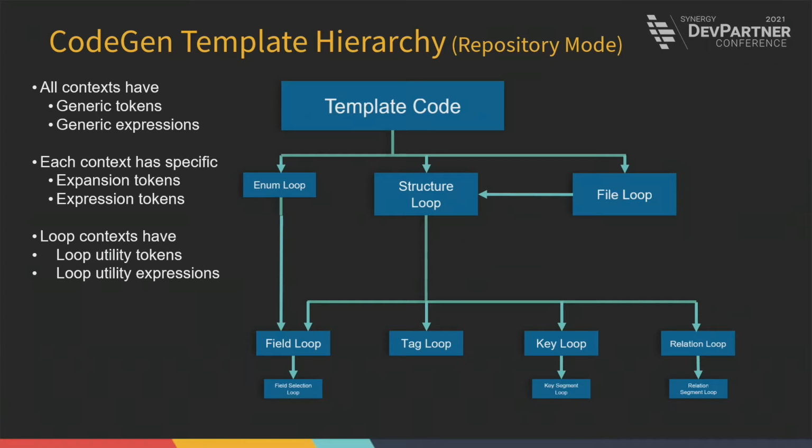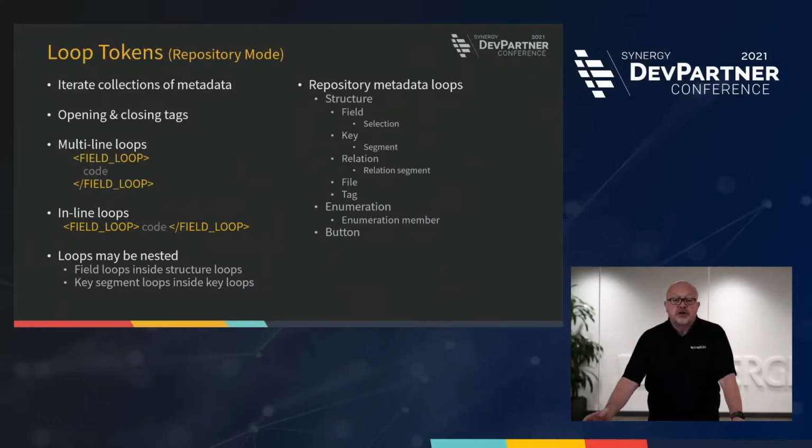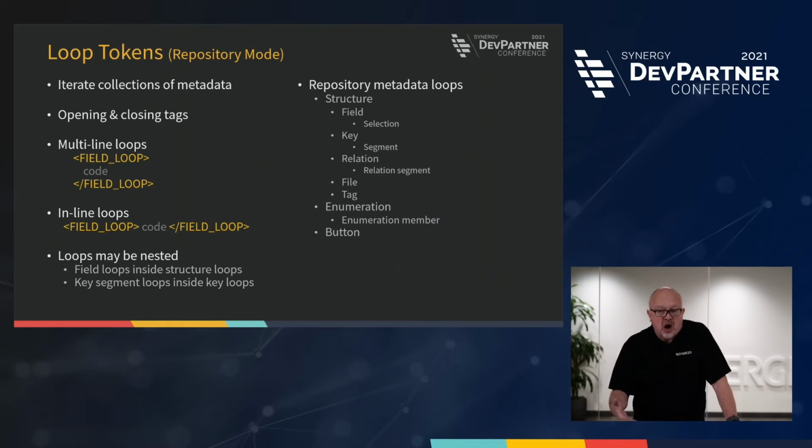And the documentation is also set up the same way. So the documentation goes by structure loops and field loops and file loops and so on. So it's nice and easy to navigate around. So the various loop tokens that you can use when you're in repository mode, that means just generating from a repository structure instead of from a method catalog, allow you to iterate all of those various collections, those hierarchical collections of data.